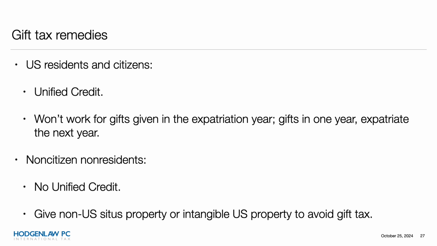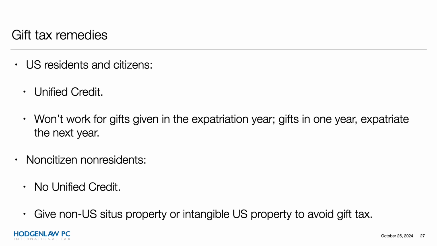There are a couple ways you can avoid U.S. gift tax when you're giving away assets. For U.S. citizens and residents, you're typically going to be relying on the unified credit. Now, it's very important to note that this will not work for gifts given in the year of expatriation. You'll need to give the gifts in one year and expatriate in the following year.